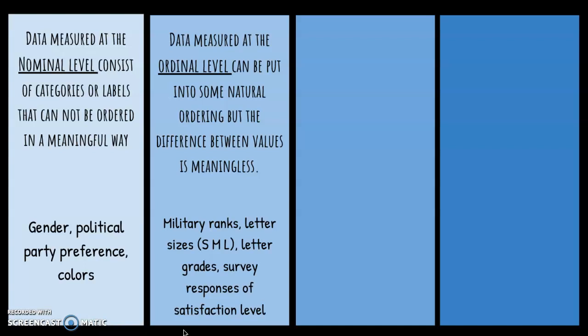Or even if we talk about letter sizing, small, medium, or large, or like if you go to Starbucks, you have your tall, grande, and venti. It doesn't make sense to take the difference of a tall cup and a grande cup. Letter grades are another example, like A, B, C, D, and F. Survey responses of satisfaction level, like how well are you satisfied with this service? Very satisfied or not satisfied at all. You can't give a quantity to the difference between these ranks.